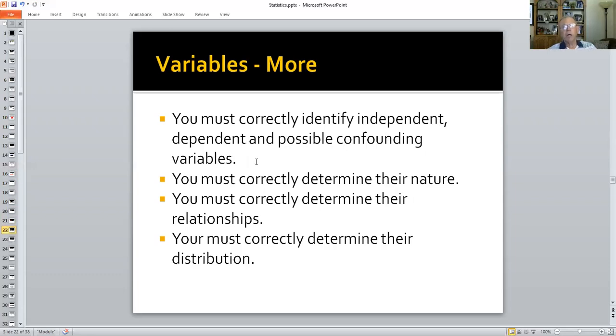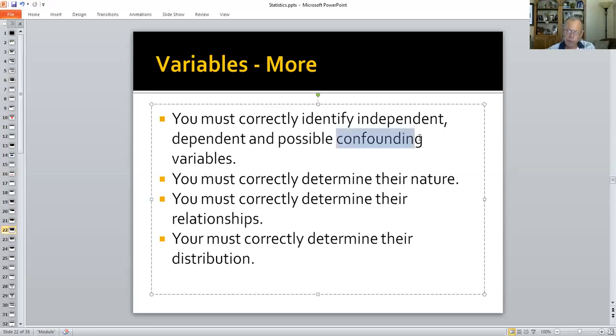All right? So an independent variable, a dependent variable, if you switch their position in SPSS, you will automatically screw it up. Automatically, for most cases. You have to know the difference. Who's dependent, who's independent, and especially the confounding variable.